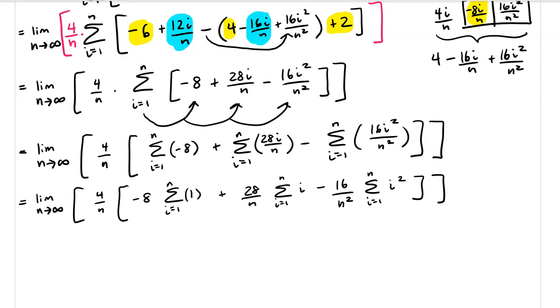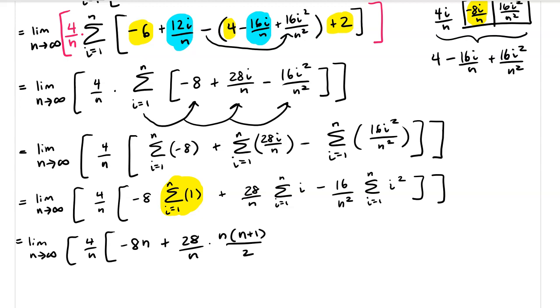Okay, so now we want to get rid of the sigma notation by using that other theorem that we learned. For the first summation, based on what we learned in the previous section, that is going to be equal to n. The sum of i, based off our theorem, is n times n plus 1 over 2. And then our last summation, again from our theorem, we should have these formulas memorized, is equal to n times n plus 1 times 2n plus 1 all over 6.